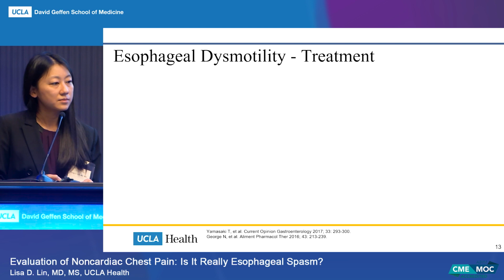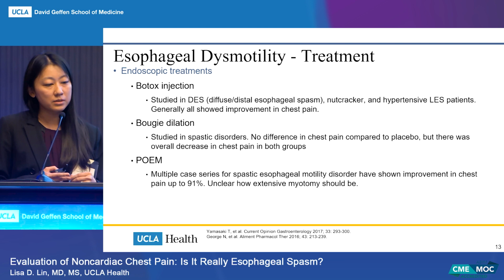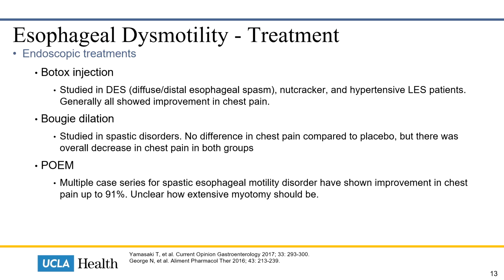Endoscopic treatments are also available. So generally we're talking about these spastic esophageal disorders, right? Botox injection has been studied in distal esophageal spasm, nutcracker, and hypertensive lower esophageal sphincter patients, and generally the studies have all shown improvement in chest pain. Bougie dilation was also studied in spastic esophageal disorders. Interestingly, there was no difference in chest pain compared to placebo, but there was an overall decrease in chest pain in both groups, which indicates significant placebo response.